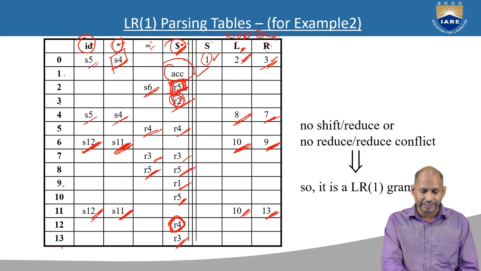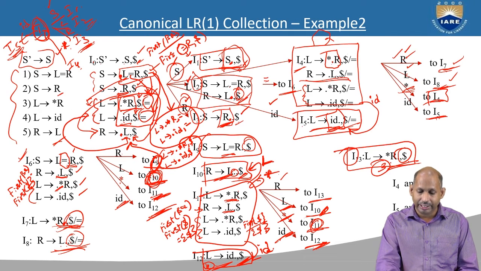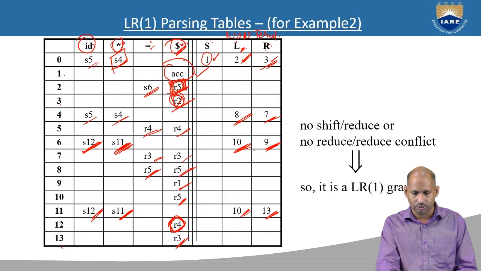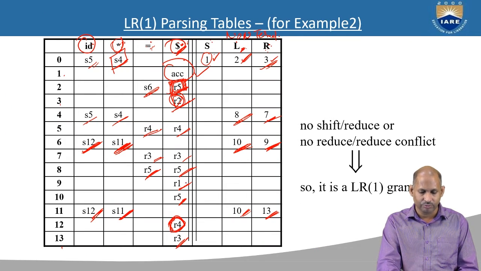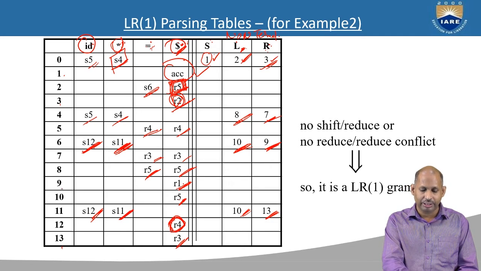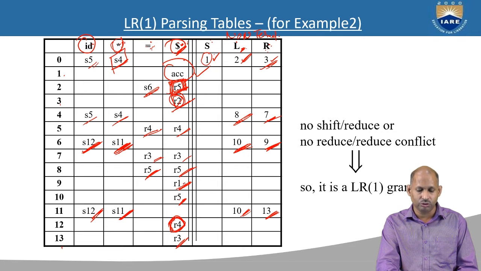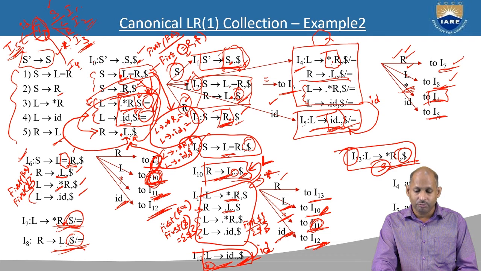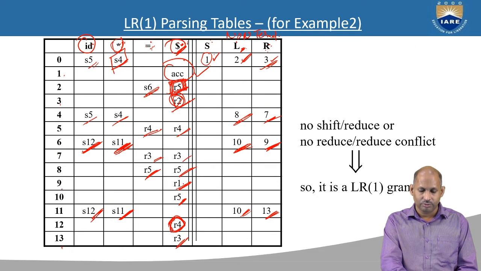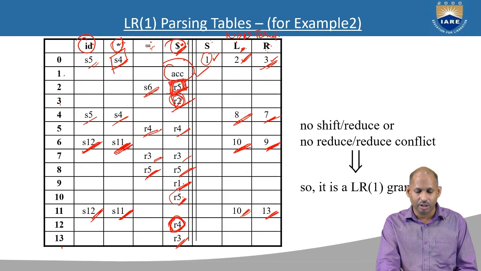Then I9. I9, production number 1, dollar is the additional information. We have written reduce production number 1 on dollar. Then I10, the production is the fifth production on dollar sign, so we have written R5.